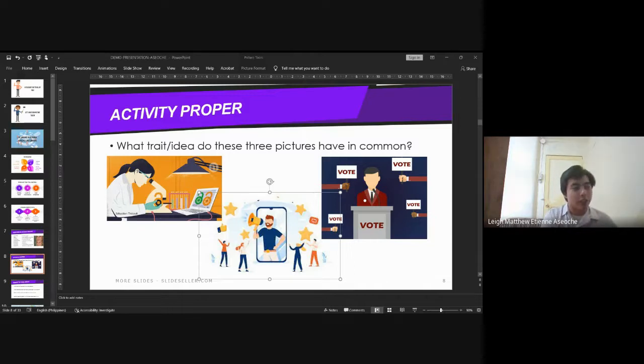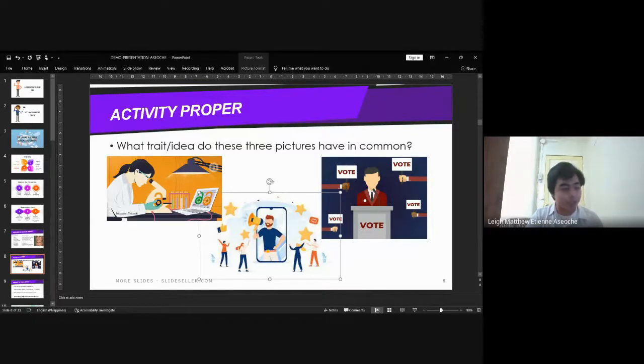Okay, all your ideas, your opinions are correct. But I'd like to share with you that one thing also that these three pictures share in common is that they are trying to convince you to believe in something or to side with something. So it's all about convincing other people, okay? But nevertheless, all your ideas and opinions were correct. Very, very good to the three of you.